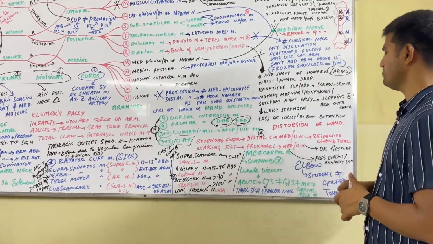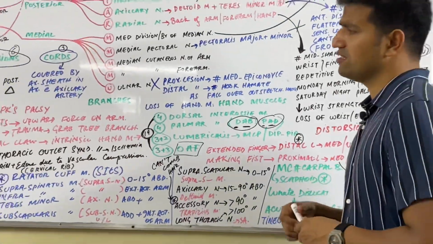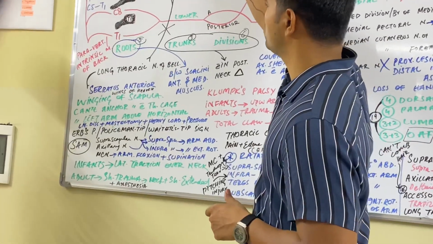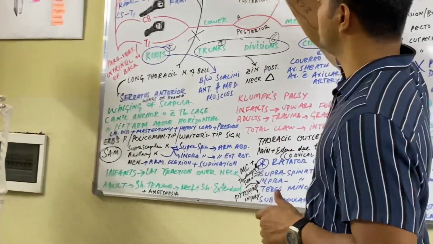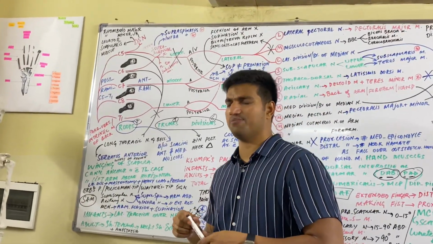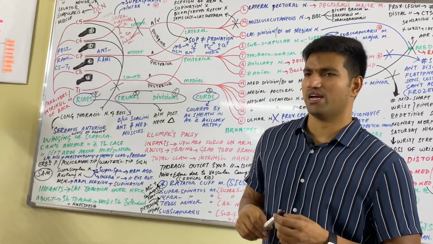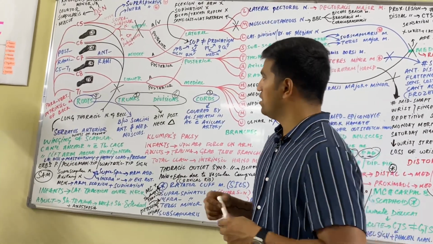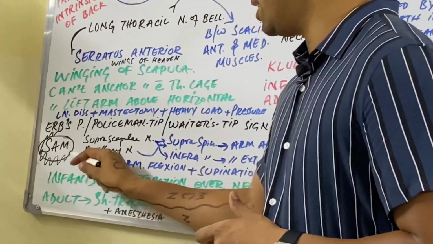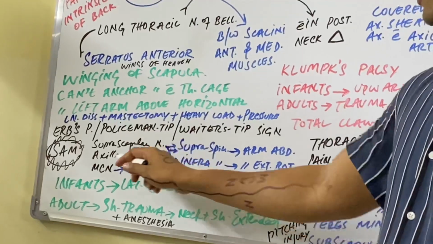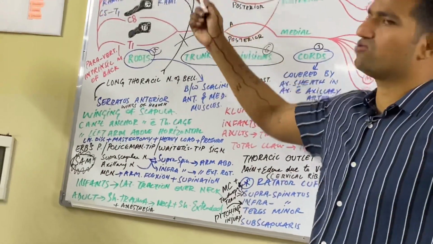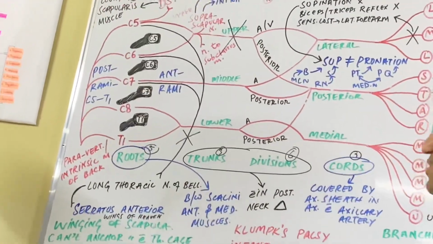So okay, now we will discuss the main things. You can see over here, if there is a problem at the upper trunk. If there is damage to the upper trunk of the brachial plexus, there is a pathology called Erb's palsy, or waiter tip sign, or policeman tip sign. Don't forget a mnemonic called SAM. Why? Because S for suprascapular nerve, A for axillary nerve, and M for musculocutaneous nerve. These 3 nerves are basically damaged if there is damage to the upper trunk of the brachial plexus.